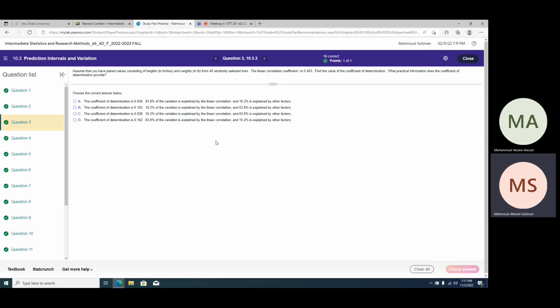Okay, coefficient of determination. So r squared. r is 0.4, squared will become 0.162. And then times 100 becomes 16.2%. And so, just do this. Yeah, r squared is the explained variation.